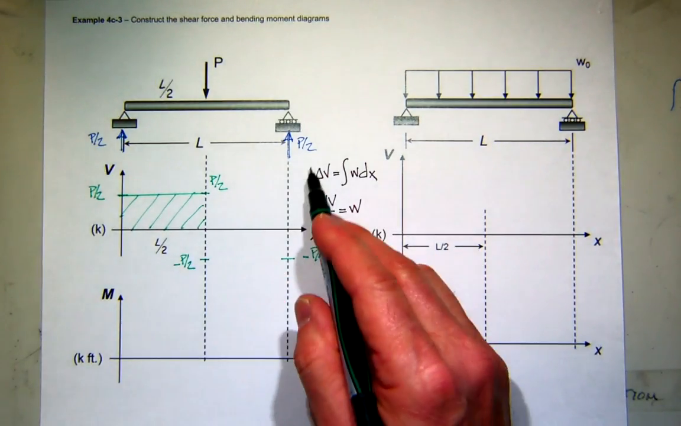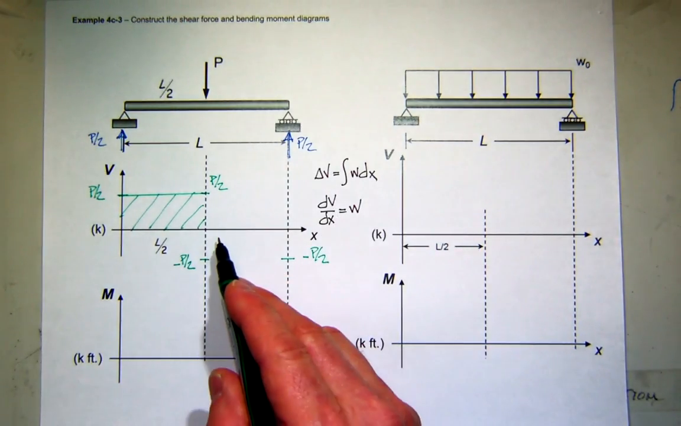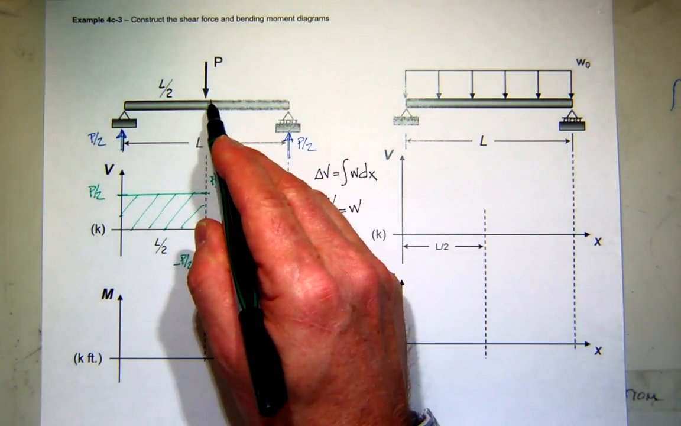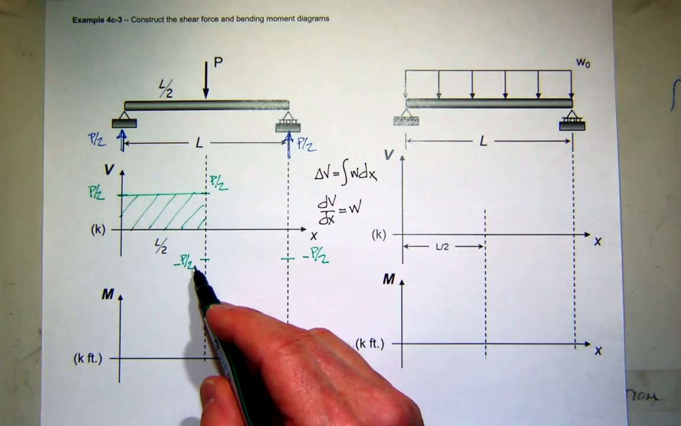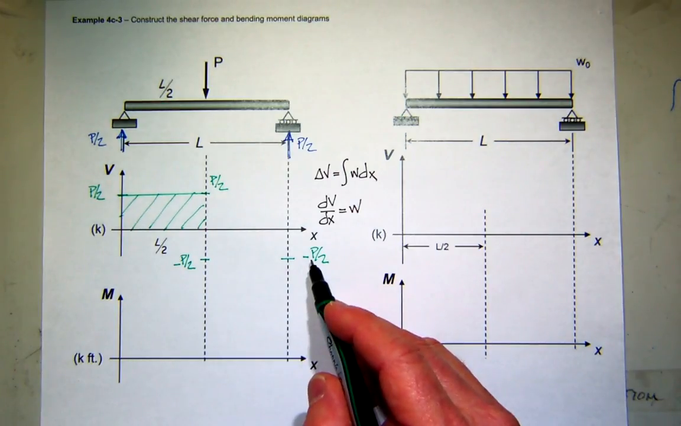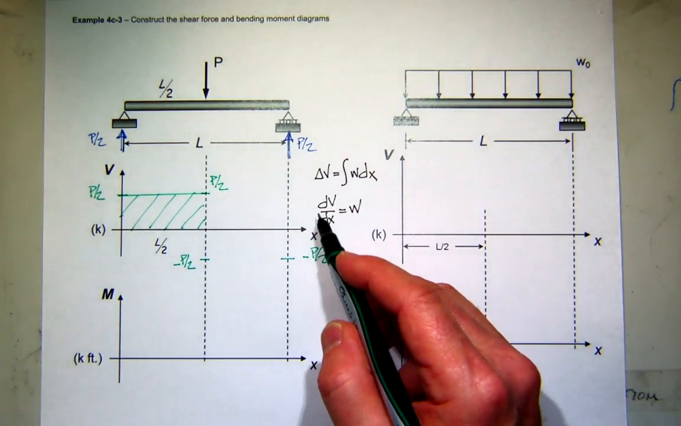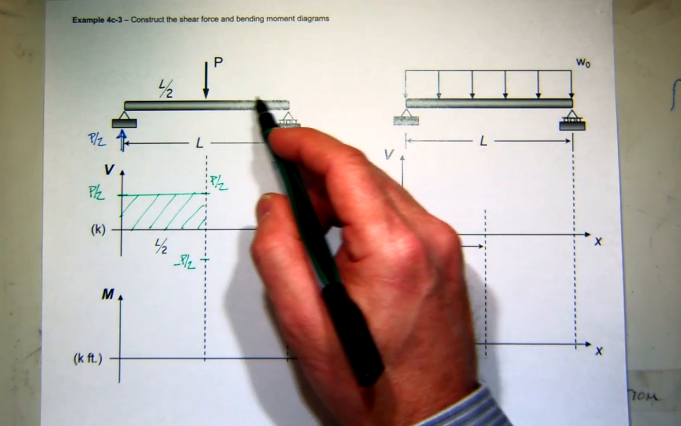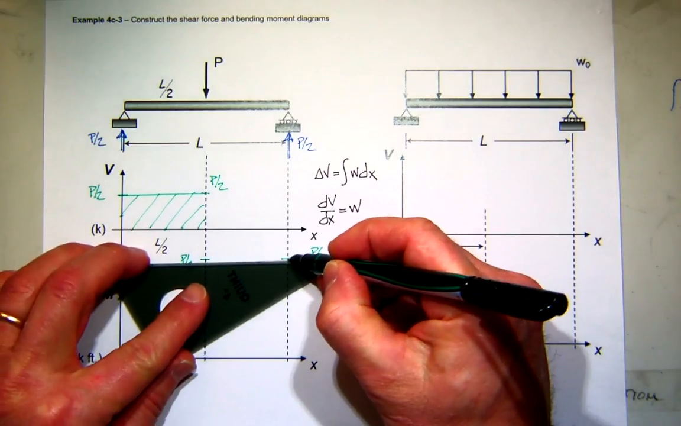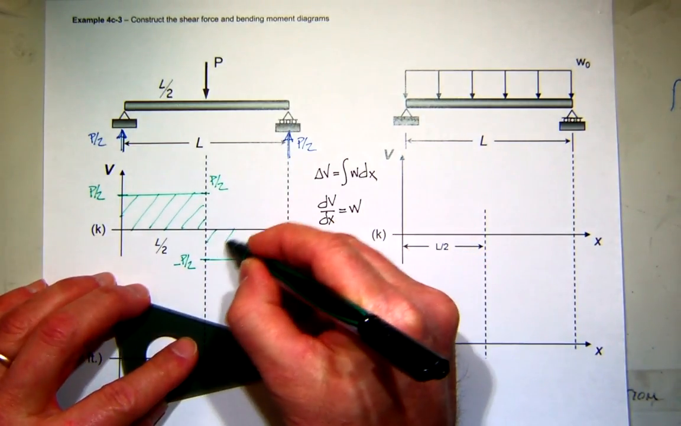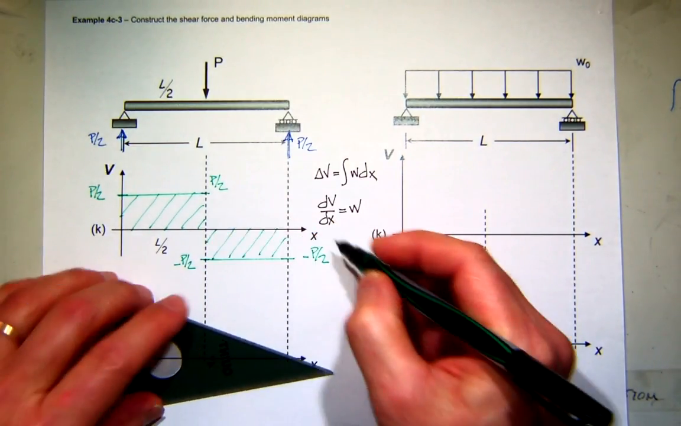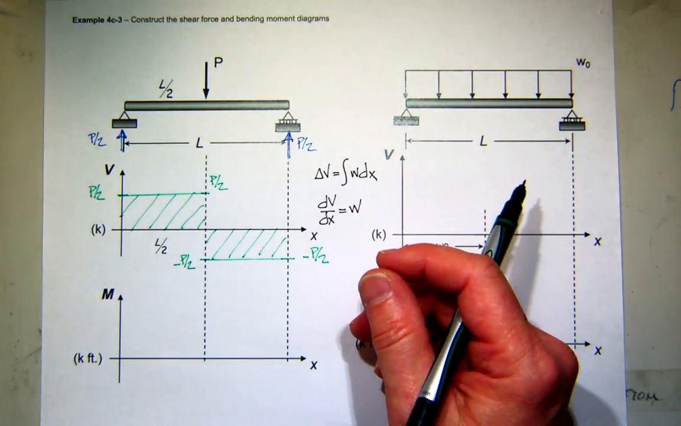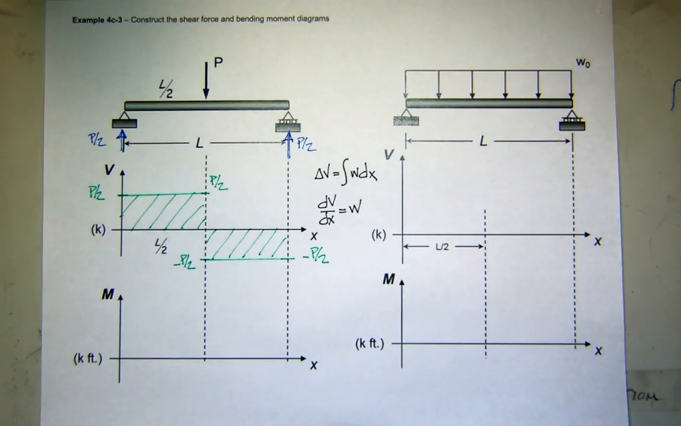So now the change in shear is the area in the load curve between L over 2 to L, and the load curve is 0, so no change. So if I start at P over 2, hey, I hit P over 2. Great. It also tells me the slope of that curve is equal to the load, and we already said the load was 0, so that means the slope is 0. So the second half of the beam has negative shear equal to P over 2. Pretty cool, huh?